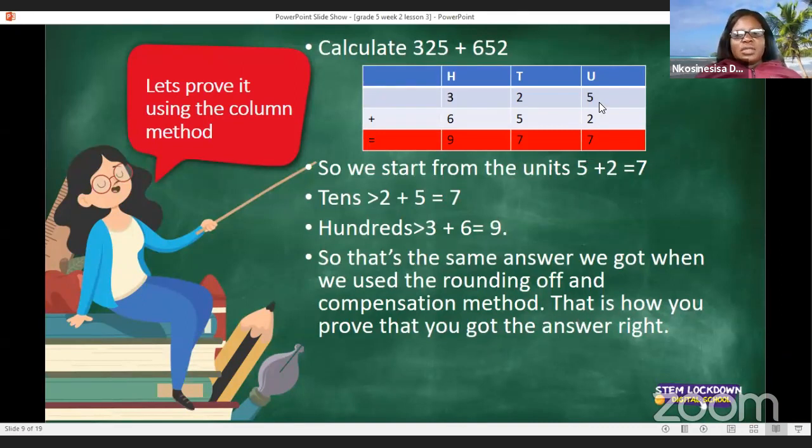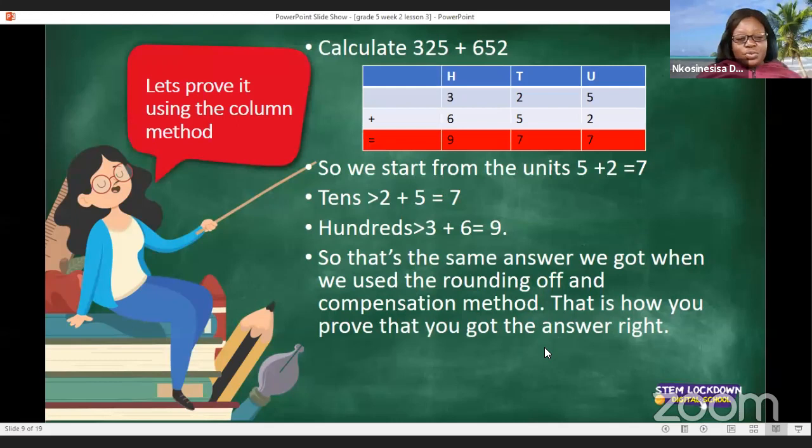So the column method, we do the same thing. Place value table, hundreds, tens, and units. So we place our numbers under the appropriate value. Remember, place value, we said, for those that were here when we started, place value is where something stays. So these numbers stay there on the place value. We place them there and then we add. 5 plus 2 gives us 7. And then 2 plus 5 gives us 7. And then 3 plus 6 gives us 9. So using the column method, you see we got the same answer after we've compensated. So that is another way of proving that your answer was right.